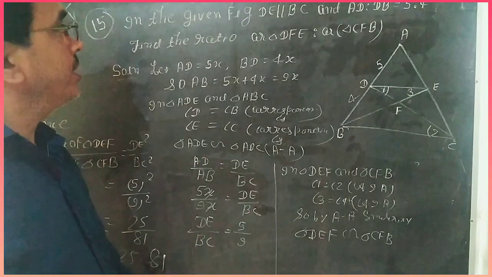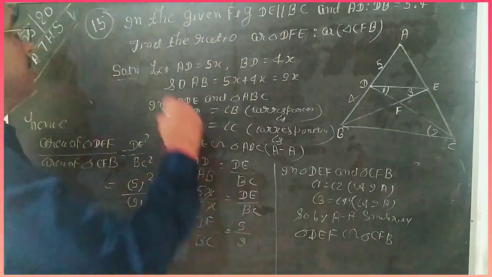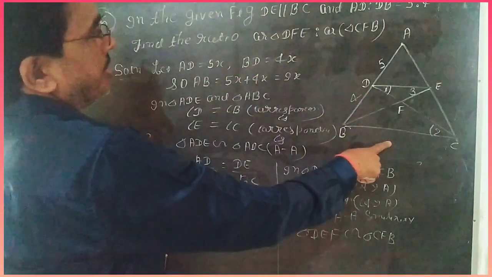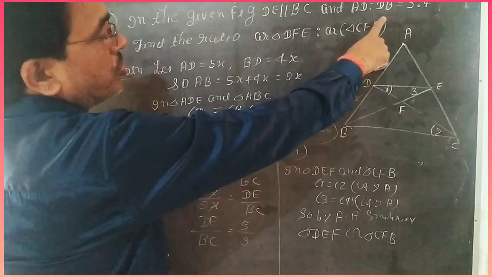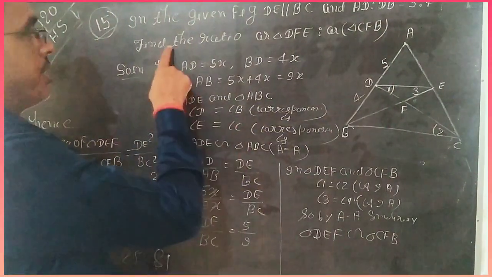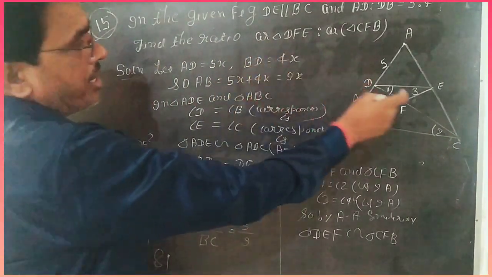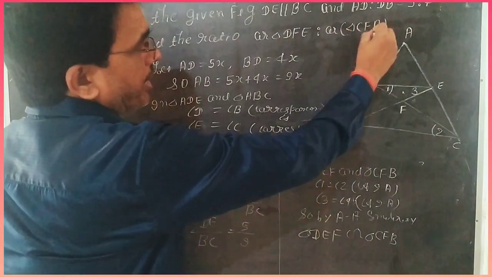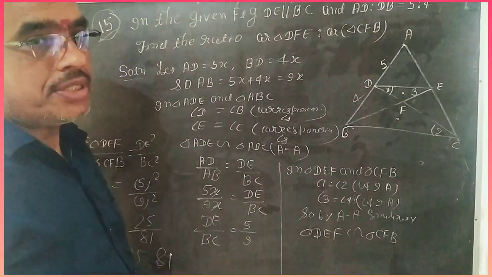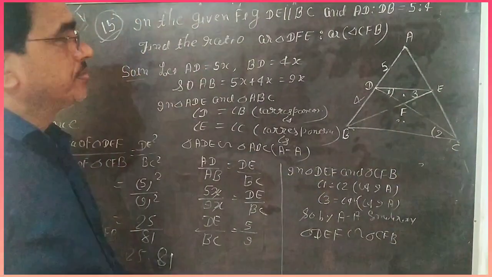Now see the last example of 7C. In the given figure, DE is parallel to BC and AD:DB is 5:4. Then find the ratio of the area of triangle DFE to the area of triangle CFB. What is the ratio of these two triangles, this small triangle and this small triangle?